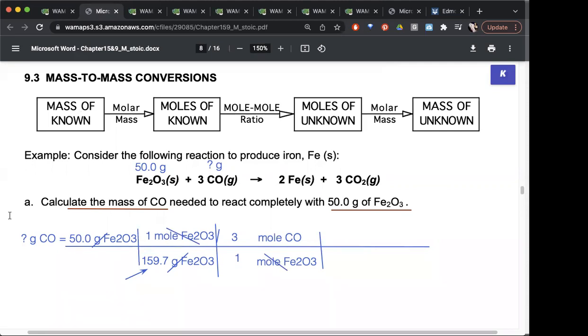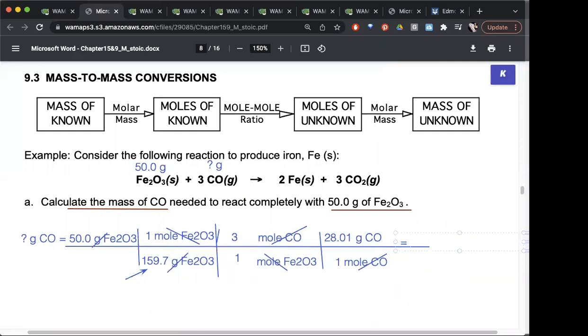Okay, now let's see, we're looking for grams on top. We've got moles down here, so 1 mole of CO. We want to go to grams of CO, and so that is 28.01 grams of CO. And let's go ahead and cancel the rest of those. Moles of CO are out, and we're left with grams equals grams.